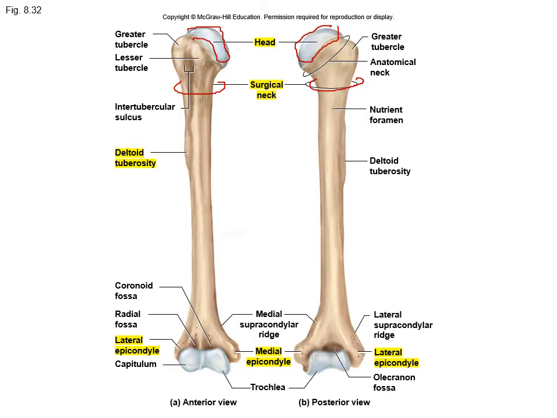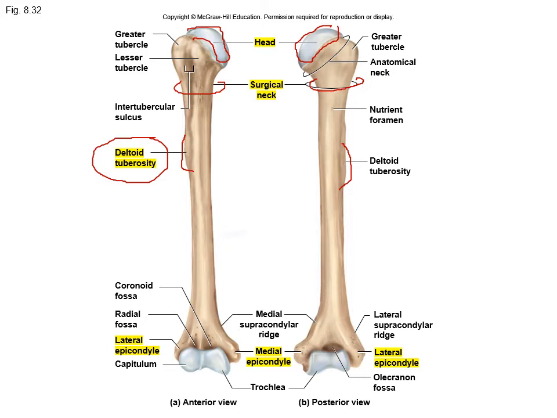Another item I want to point out is going to be the deltoid tuberosity. A tuberosity is a little protrusion or extension, so you can see how it extends from the shaft region. The deltoid tuberosity will actually be the attachment point of the deltoid muscle. The deltoid muscle is the muscle that makes up your shoulder, so that's how that muscle attaches to the humerus bone.